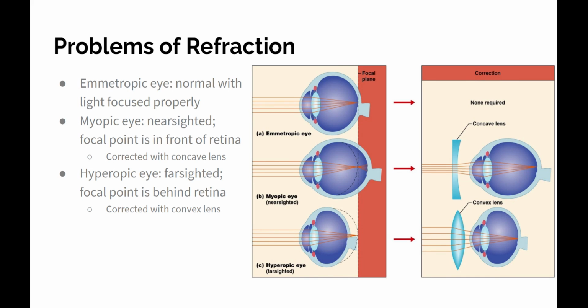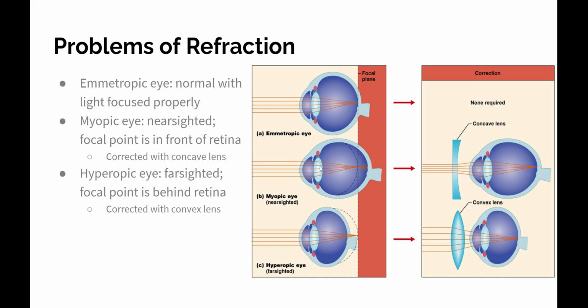If you have myopia, or a myopic eye, that means that you're nearsighted. That means that you need to wear a concave lens in order to be able to see. This is what I have. My glasses are a concave lens.